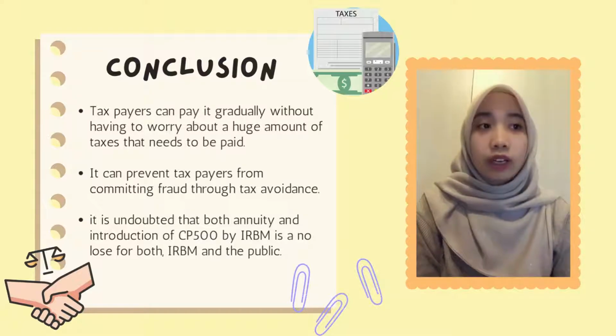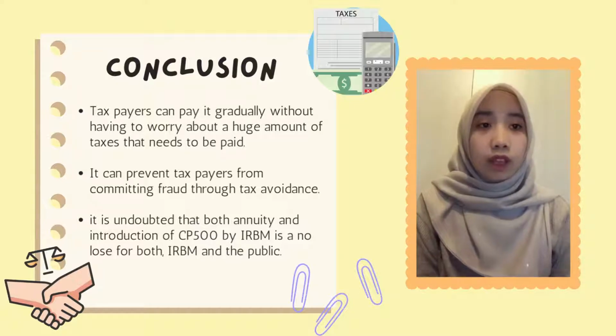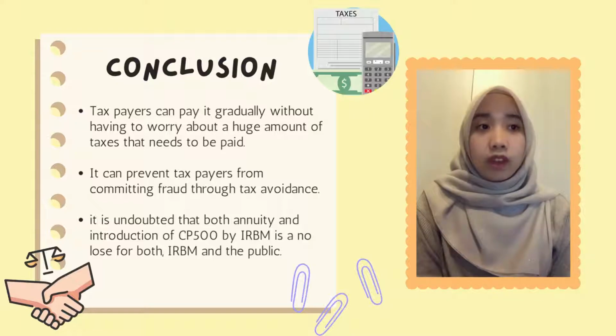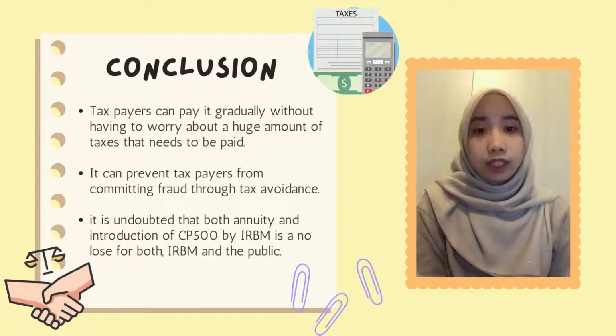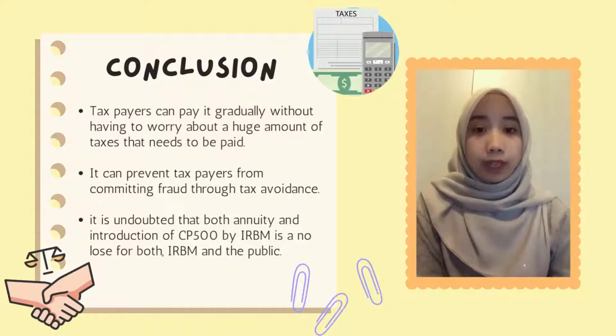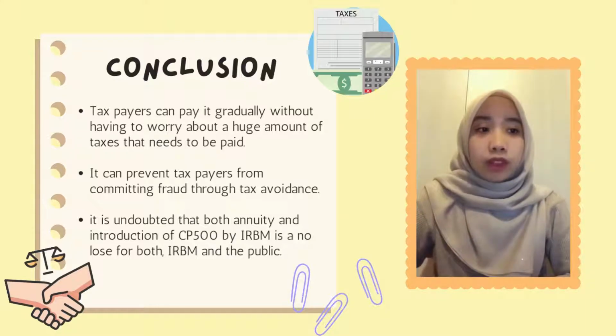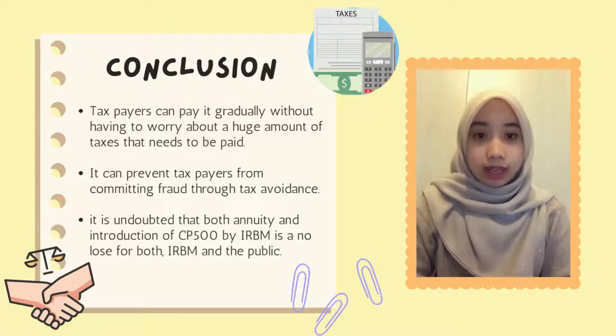Every year in February, the Inland Revenue Board (IRB) will send out Form CP500 to taxpayers. CP500 is an IRBM-issued tax installment plan for taxpayers with income other than employment income, such as company income, rental income, and royalties. Taxpayers will also receive a letter detailing the amount and due date that needs to be paid. From the installment plan, you can pay gradually without having to worry about a hard amount of tax that needs to be paid.